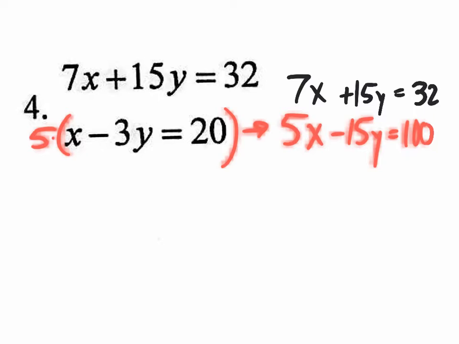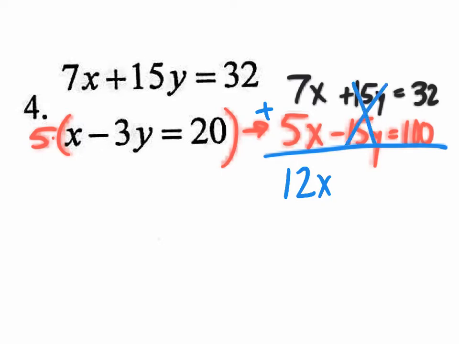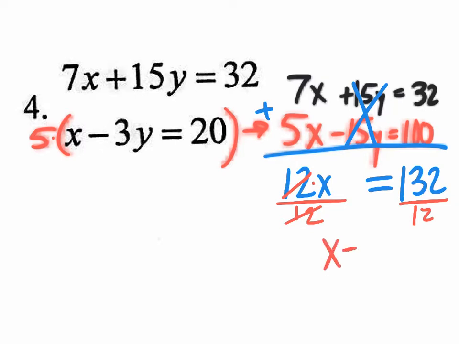And now they're ready to combine, because the 15 up here with the negative 15 will cancel out. So let's combine these lines. Let's put a giant plus sign right here. 7x plus 5x, that's 12x. And then the 15y and the negative 15y cancel out. The equal sign comes down. 32 plus 100 is 132. All we need to do now is solve this simple equation by dividing by 12. Dividing by 12. X equals 11.